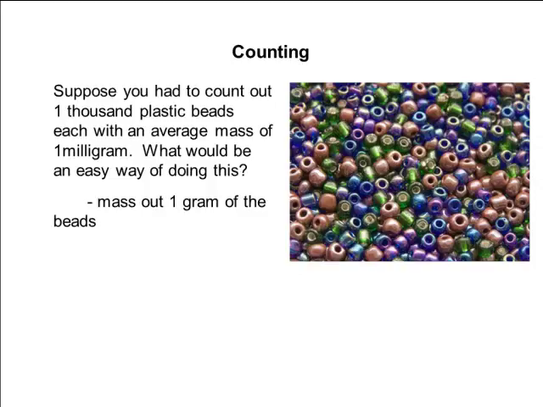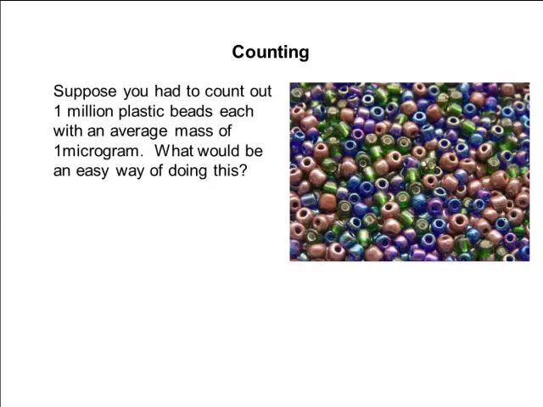Okay, so let's look at another example. Let's say instead of 1,000 beads, you wanted 1,000,000 beads. And well, a million is going to take a lot longer to count out. But let's say we knew that each bead had an average mass of 1 microgram. So how could we measure out 1,000,000 of these plastic beads? Well, it would be equal to 1 gram of the beads. So massing out the 1 gram would be much more preferable than actually counting out 1,000,000 beads.